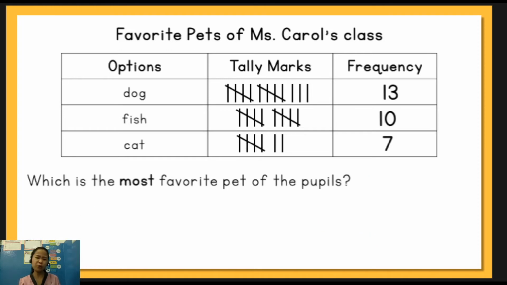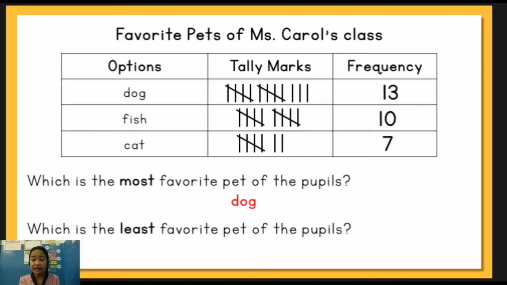All right, what if we want to know the most favorite pet of the pupils? Can we still answer this question using our frequency table? Of course. When we say most, we need to look at the option that has the highest frequency. So, what animal has the highest frequency, the most favorite? Right, the dog. How about the least? Least is the antonym for most. So therefore, if most has the highest frequency, then least looks at the option that has the lowest frequency. And that is the cat.